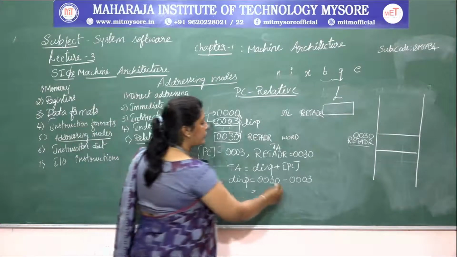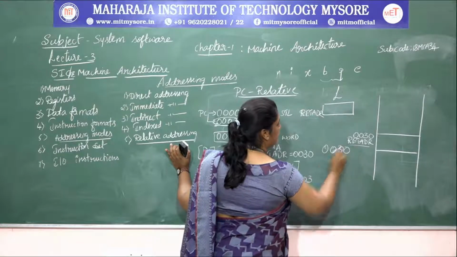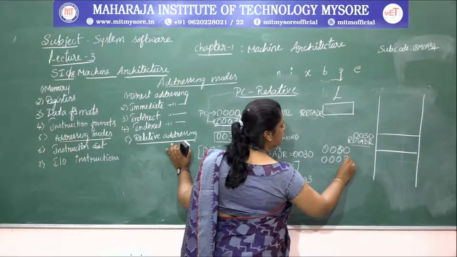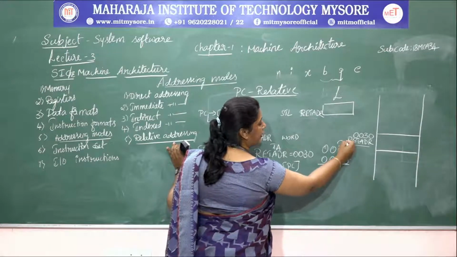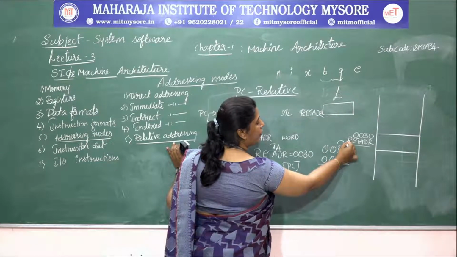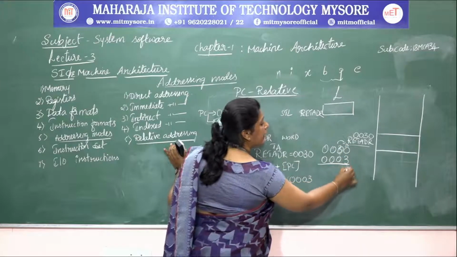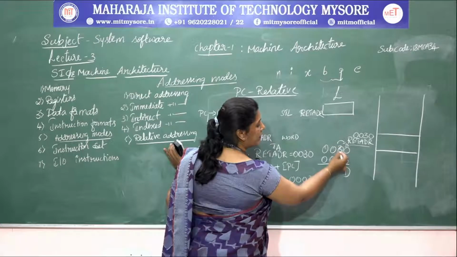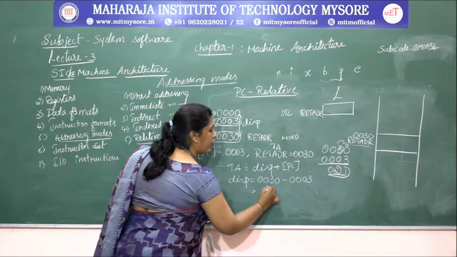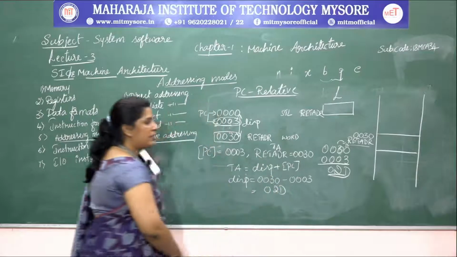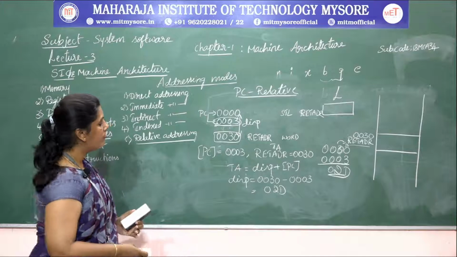So we are subtracting 3 from 0030. From 0 we cannot subtract, so we have to borrow. The borrow value is 16, and 16 minus 3 is 13, which in hexadecimal is D. The remaining value is 2. So the displacement value is 02D.